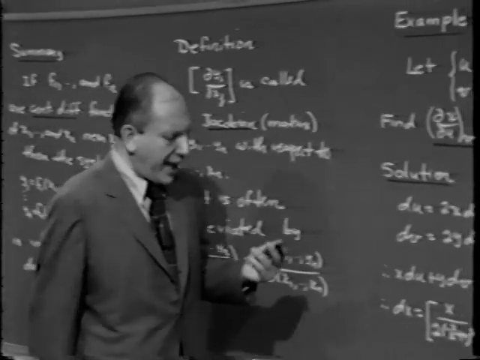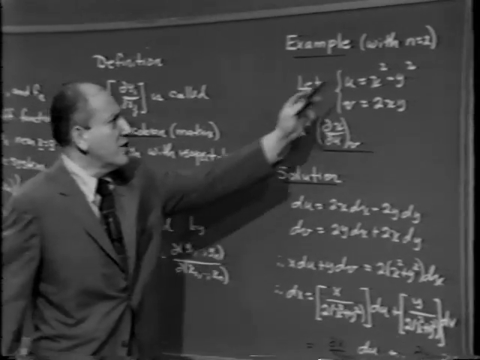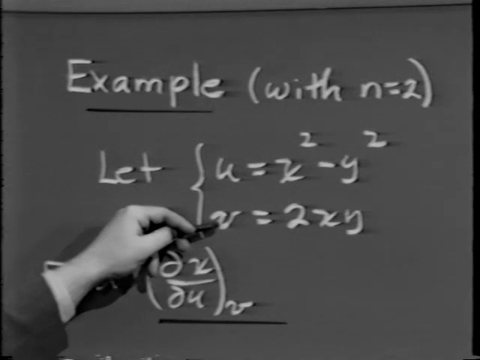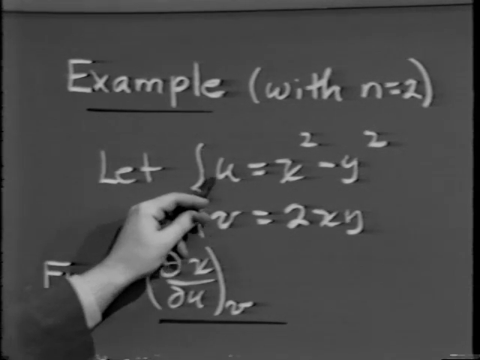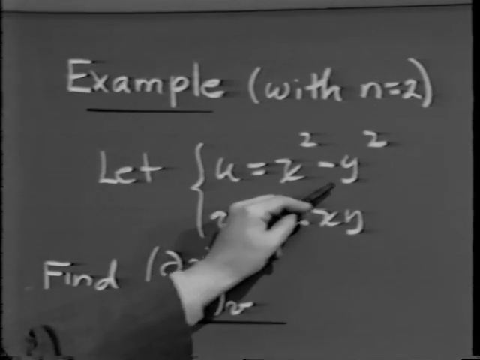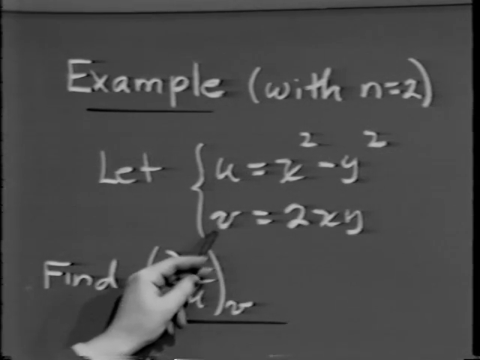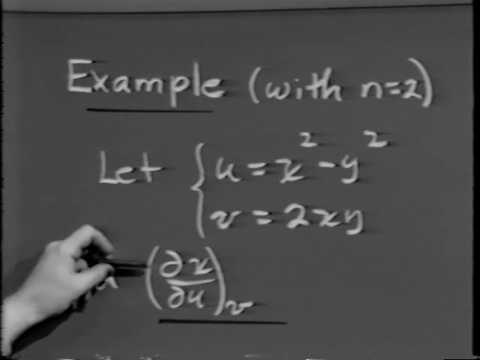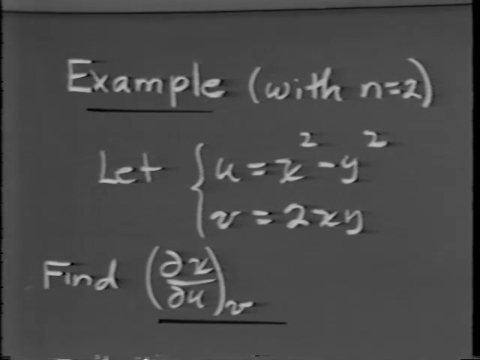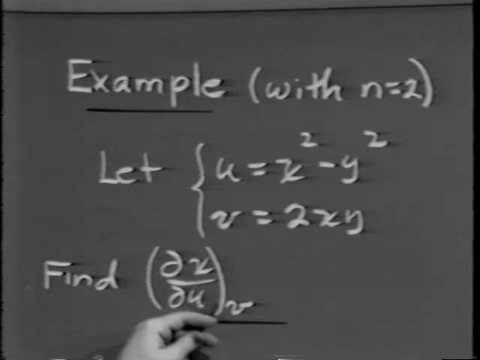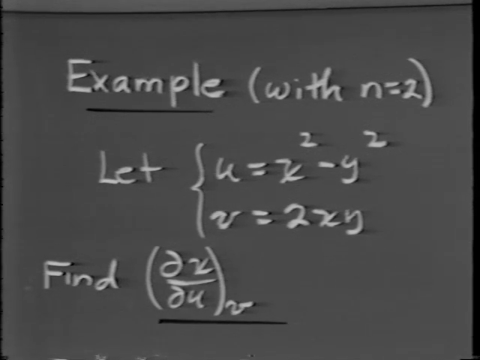The example that I have in mind, I'll simply pick the usual case n equals 2 so that things don't get that messy. Using, again, the standard notation when one deals with two independent variables: let u equal x squared minus y squared, let v equal 2xy. Let's suppose now that I would like to find the partial of x with respect to u, treating v as the other independent variable.